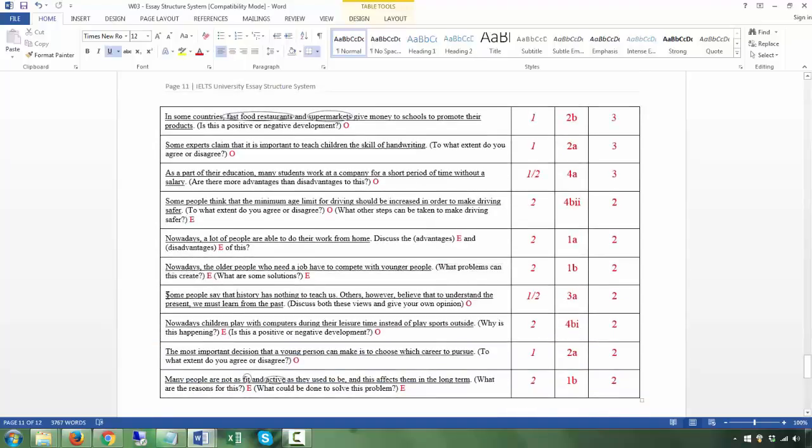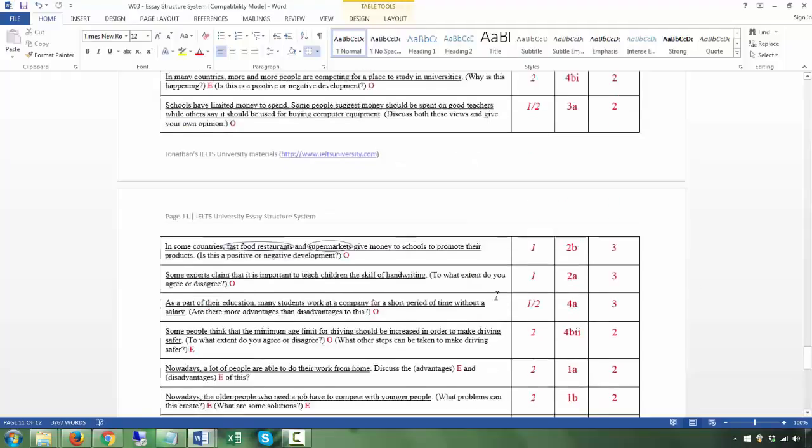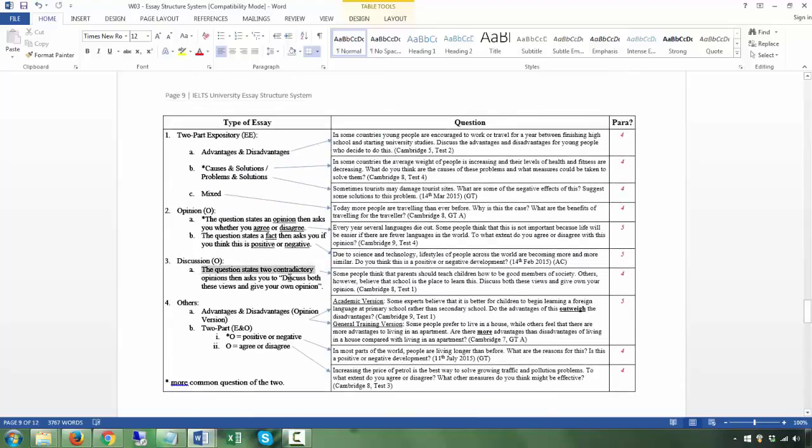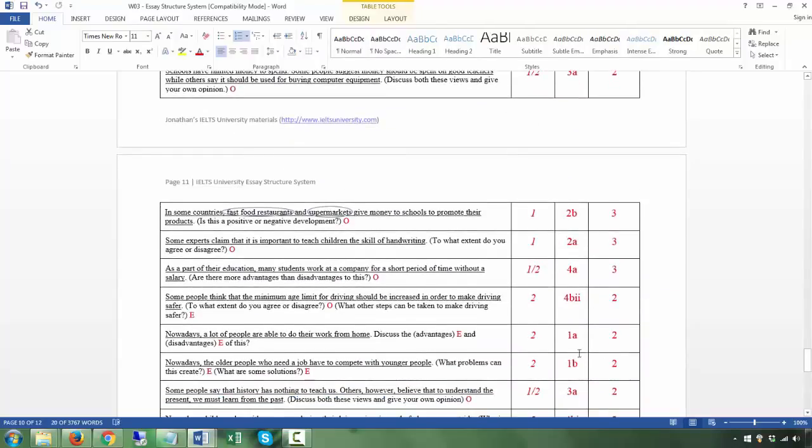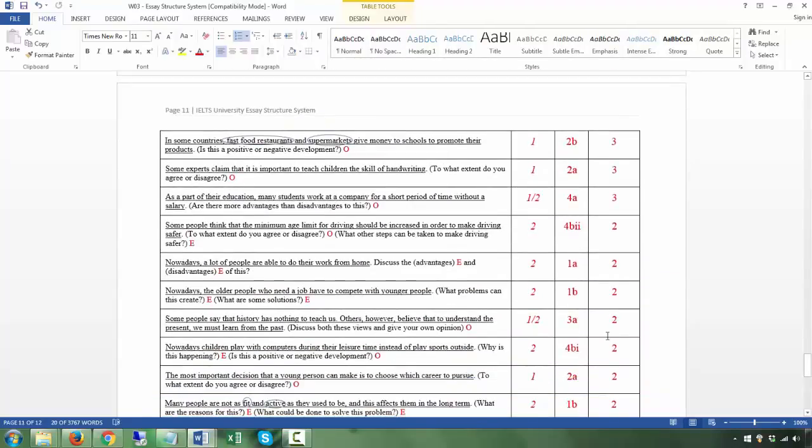Next. Some people say that history has nothing to teach us. Others, however, believe that to understand the present, we must learn from the past. This is the T. And then you'll discuss both these views and give your own opinion. This, as mentioned, you can look at as 2 questions or 1 question. And there's basically the O element to this. What kind of question is this? The third, 3A. And how many body paragraphs? You have 2. The first body paragraph discusses the side you disagree with, the second body paragraph discusses the side you agree with, right?